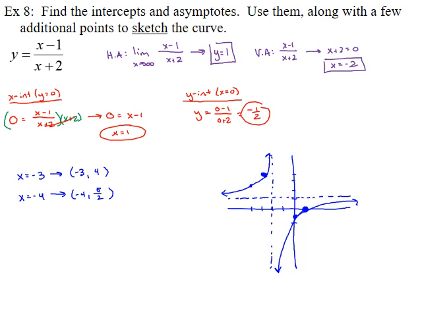Now, while that may not be perfect, it gives you the idea that while calculus does play a big role, and we're going to see that in the next video, sometimes things as simple as plotting points can give you an idea of what the basic sketch of a graph looks like.